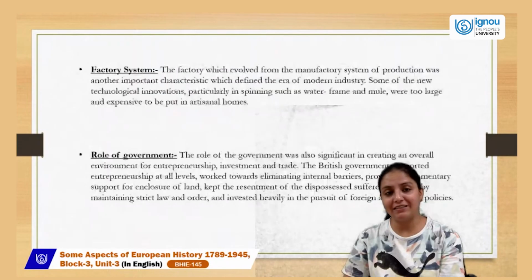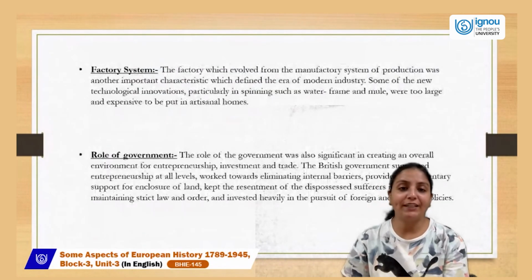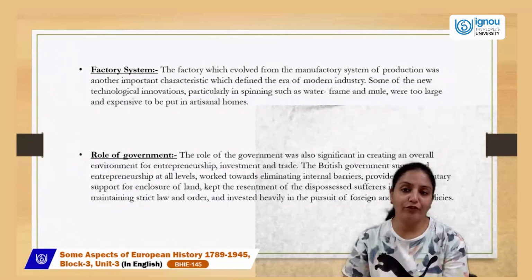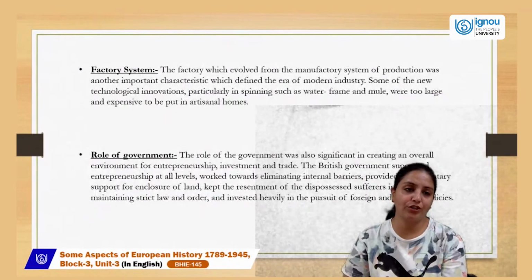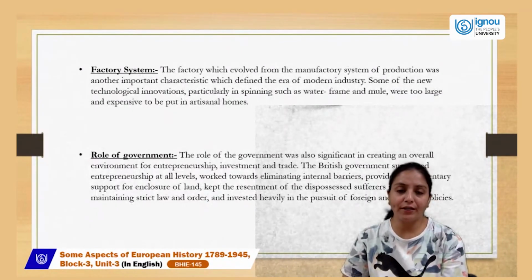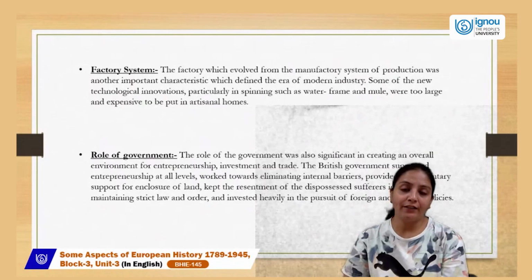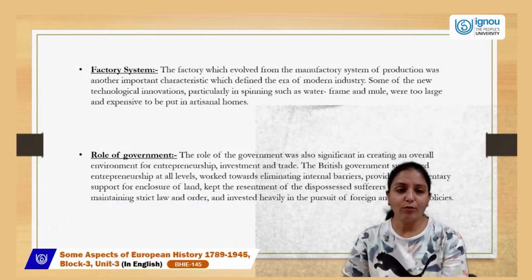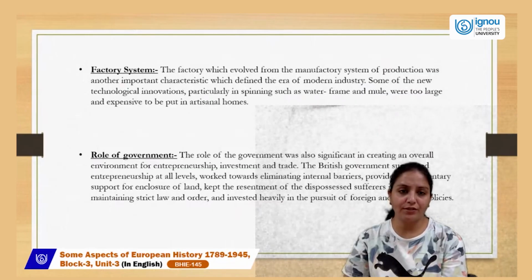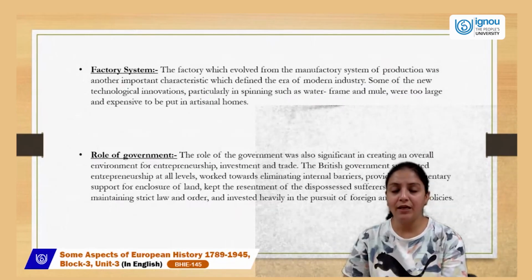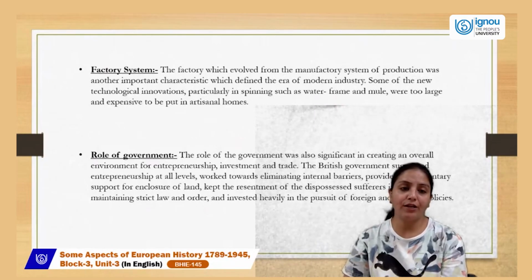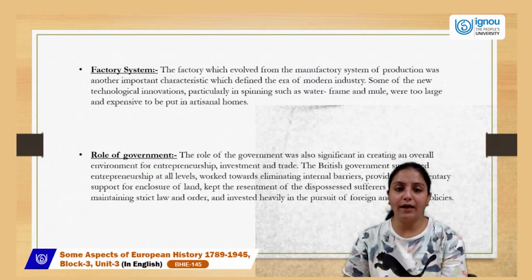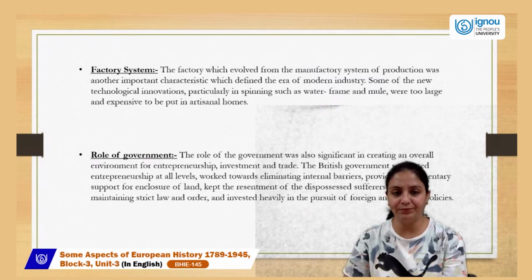Next is the factory system. The factory, which evolved from the manufacturing system of production, was another important characteristic which defined the era of modern industry. Some of the new technological innovations, particularly in spinning, such as the water frame and mule, were too large and expensive to be put in artisanal homes.